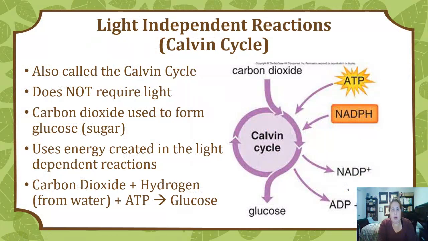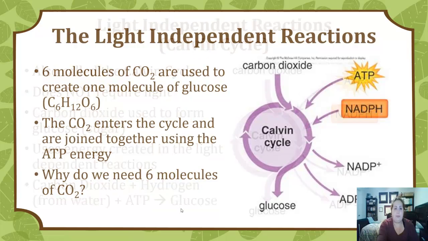In our second part, the light-independent reactions, or the Calvin cycle, we no longer need light because the light has been harnessed in the form of ATP. This ATP takes carbon dioxide and uses it to create glucose. So in this part, carbon dioxide and a little bit of the hydrogens from the water, plus our ATP energy, come together to make our glucose molecule.